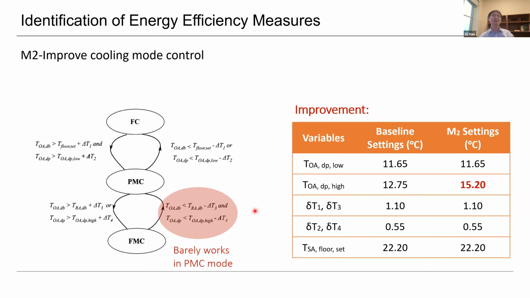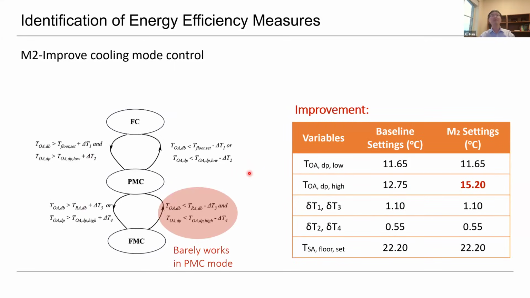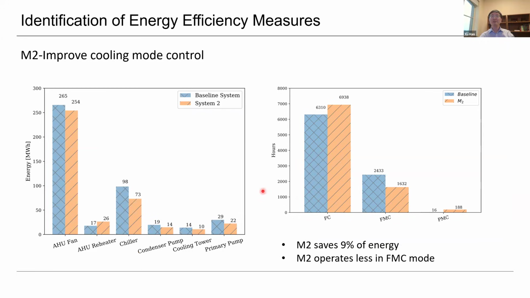Let's see the results. We found this measure, without doing anything other than changing the set point, can achieve 9% energy savings. And this is the energy breakdown. They can save energy from the fan, from the chiller, and from the condenser pump.